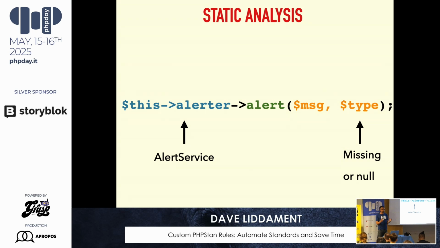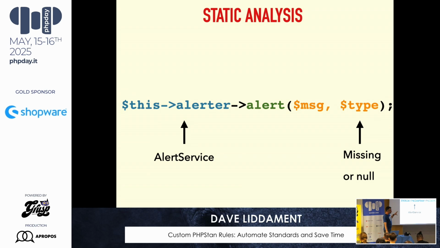So if we think about it, we are looking for some code that maybe looks a bit like this, where this section refers to an alert service. We've got two arguments. The second one is either missing or a null value. So we need to create a rule that looks for code that looks like this, and then we can tell developers that you can't upgrade to version 2 until all of these have been found and rectified.